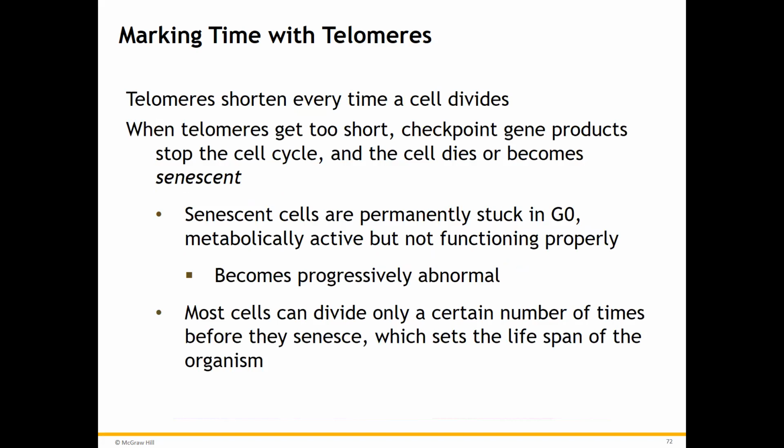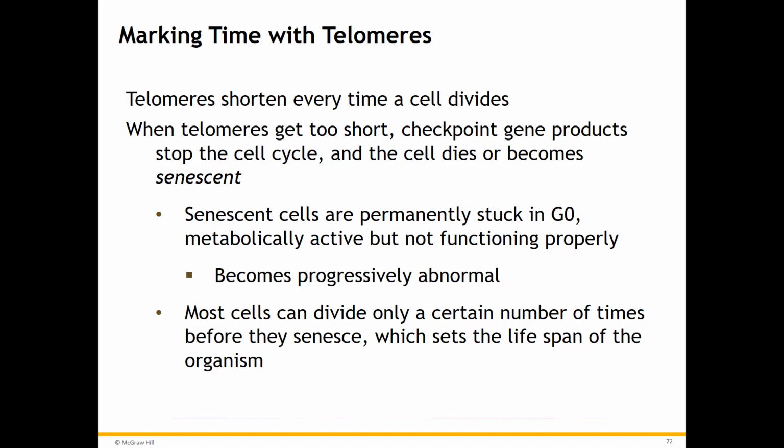And every single time a cell divides, the telomere shortens. So it's giving information back to the cell as well. It may have divided 36 times. So the cell has information on how short that telomere is and how many more times the cell may divide. When they get too short, the checkpoint gene products stop the cell cycle, and it either induces apoptosis or causes it to become senescent.